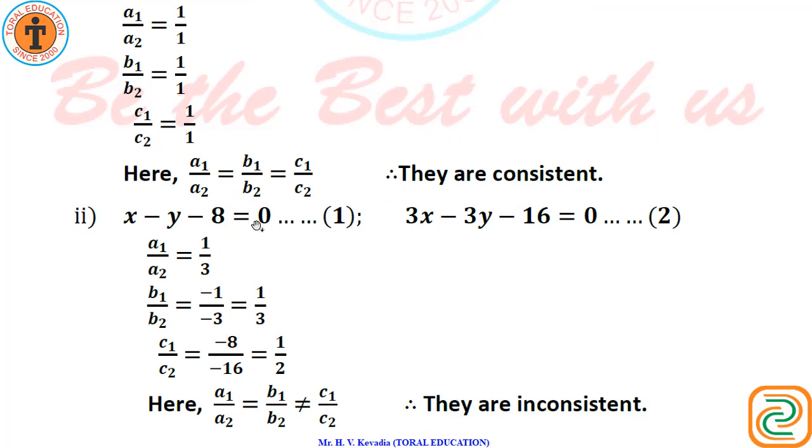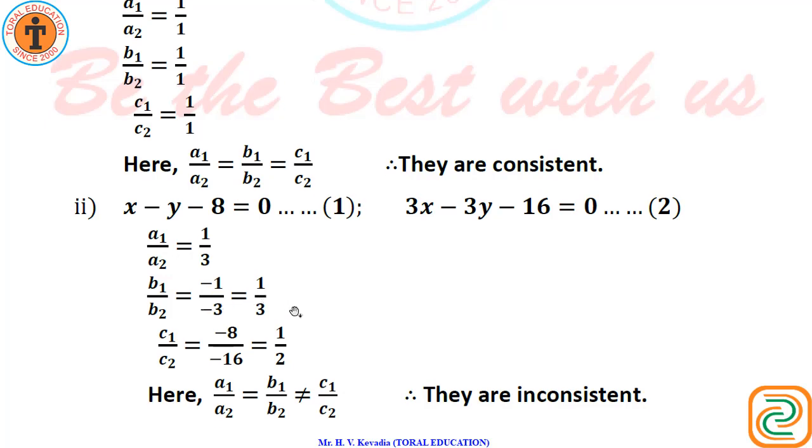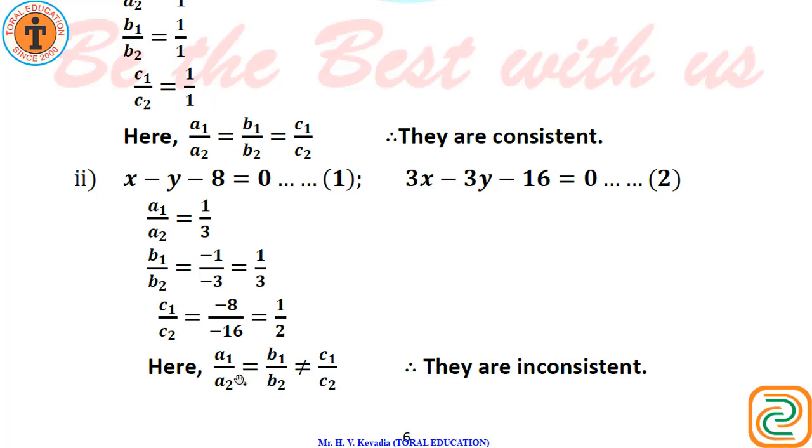x minus y minus 8 equals 0 and 3x minus 3y minus 16 equals 0. We can say a1 upon a2 is 1 upon 3. If there is no coefficient, then 1 is the coefficient of the variable. Minus 1 upon minus 3 is 1 upon 3. And c1 upon c2 is minus 8 upon minus 16, that is 1 upon 2. Minus minus is plus. So we have a1 upon a2 equals b1 upon b2, but not equal to c1 upon c2. So they are inconsistent. Remember these three conditions.